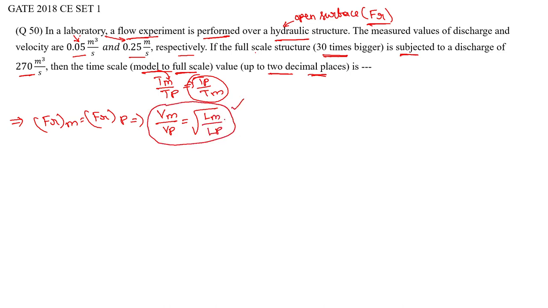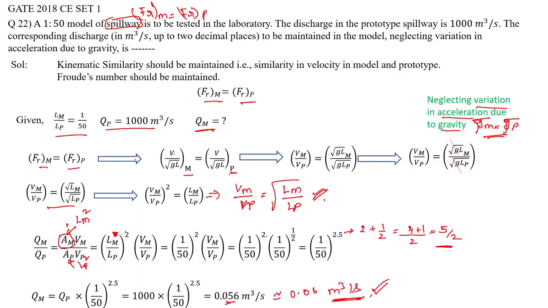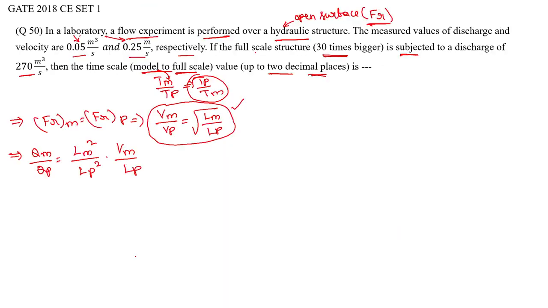This is a condition we have seen already. And when we take the ratio Qm by Qp, what did we get? Lm whole square by Lp whole square into Vm by Vp in the previous example. I'm just going back to see this step, from this. Okay, I'm just writing the same.